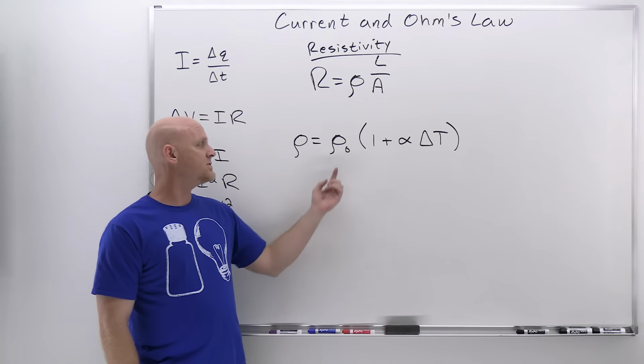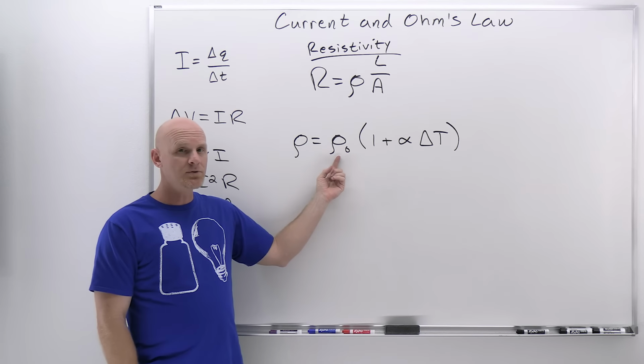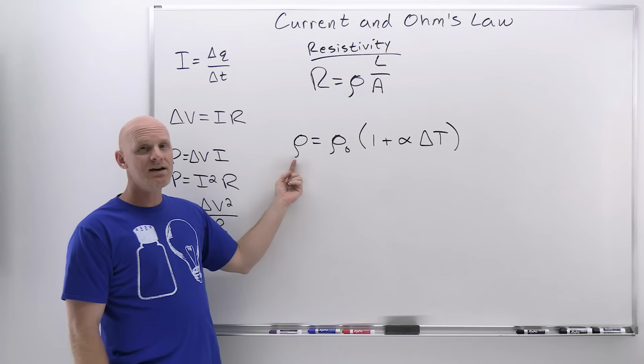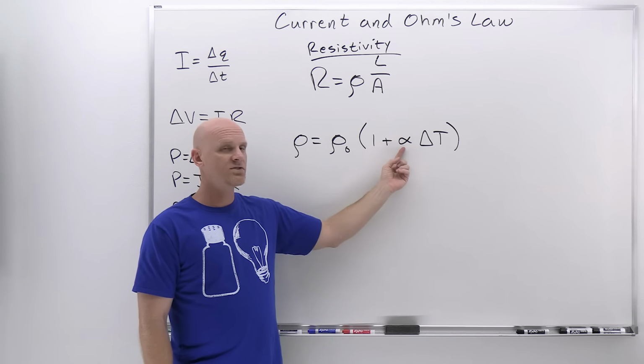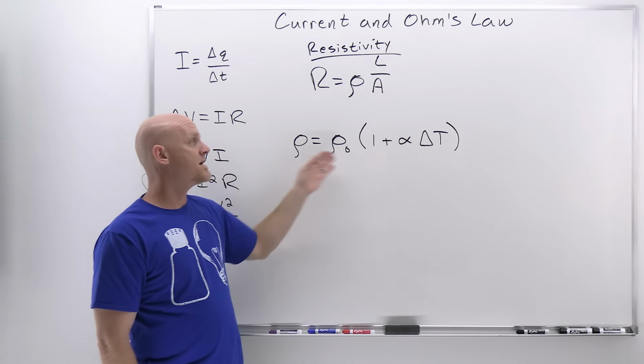But ultimately, if you know the resistivity at one temperature, and it might be a value you looked up in a table online somewhere or something like that, then you can calculate the resistivity at a second temperature, provided you know what's called the temperature coefficient of the resistivity for that substance. And from there, it'll be plug and chug.